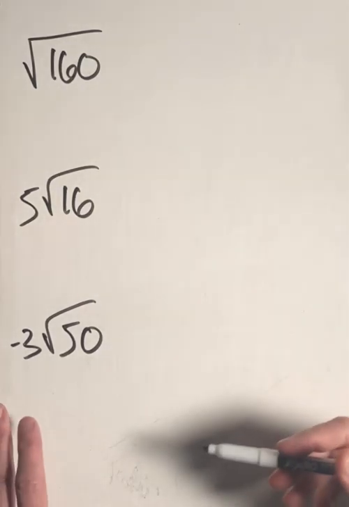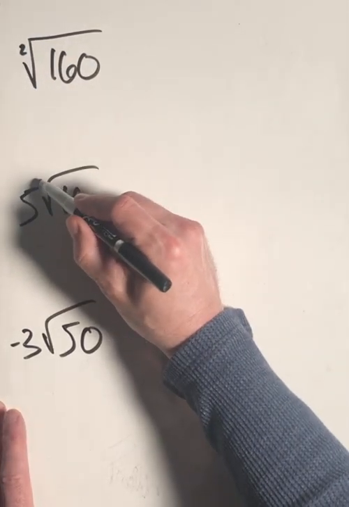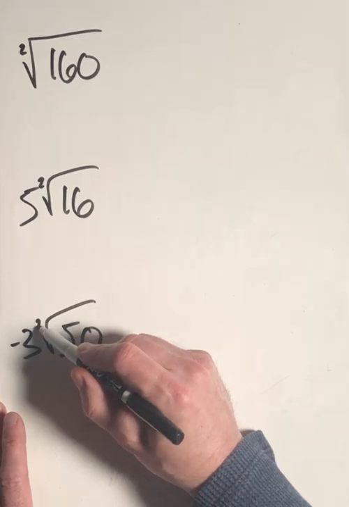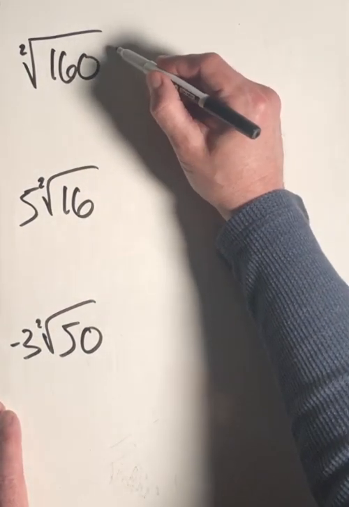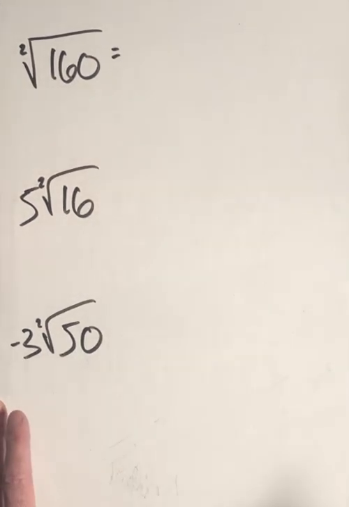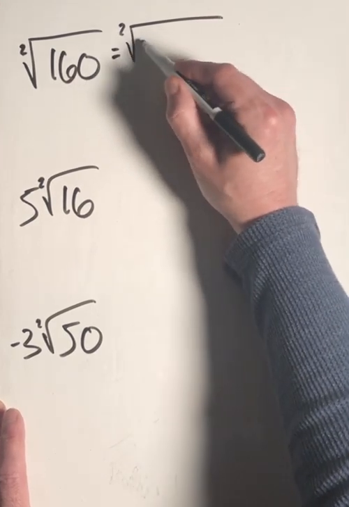To simplify these radicals, again, we always need to have an eye on the index. If there's no number included, we need to assume that that index is 2. So we're looking for perfect square factors of 160. Well, when I look at 160, you might not think of anything immediately, but for me, the first thing I'm going to think of is that's 16 times 10.